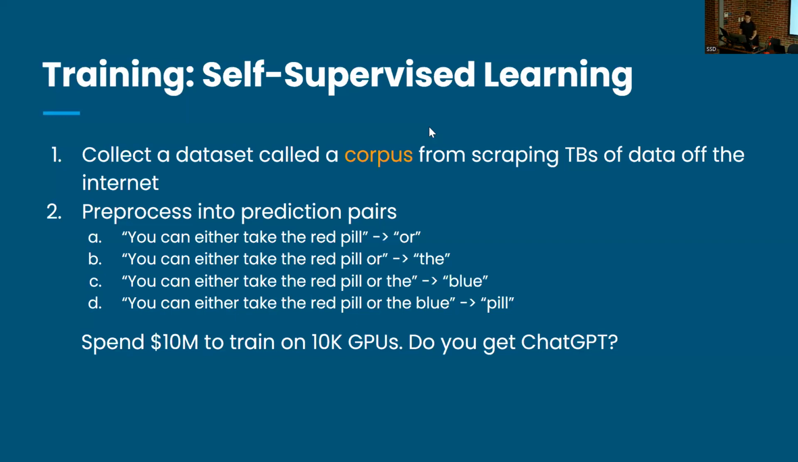If you do this at a huge scale, on terabytes and terabytes of data, and you spend like $10 million to train on 10,000 GPUs, what is the result? You do get a model that models language really, really well, and has a good understanding of grammar. But do you get ChatGPT?